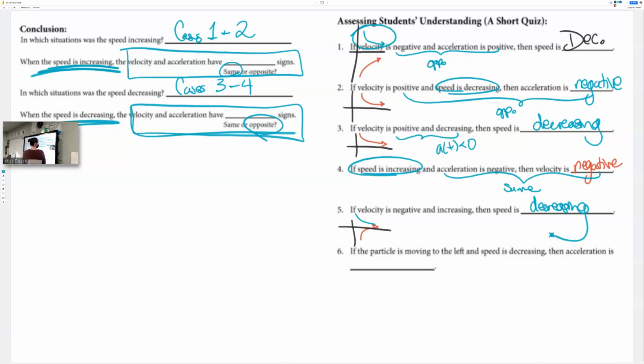Another way of looking at it is we could see right here what acceleration is doing. Acceleration is positive, velocity is negative. That's opposite signs. Opposite signs always lead to decreasing. And last but not least, one last way of thinking about it, if a particle is moving to the left and speed is decreasing, then acceleration is, careful. Wrong word. Right idea.